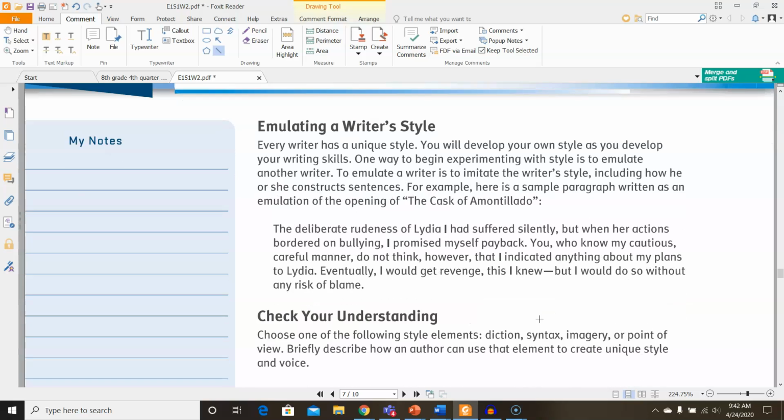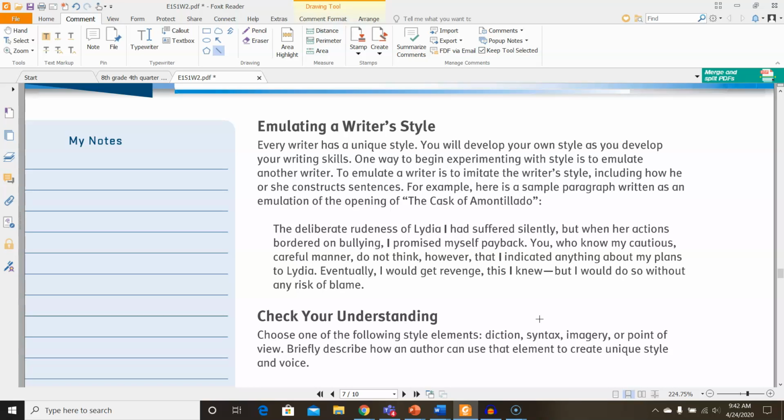So, emulating a writer's style. Every writer has a unique style. You will develop your own style as you develop your writing skills. One way to begin experimenting with style is to emulate another writer. The word emulate means to try to copy that writer in a type of way, but not copy their words exactly, but to model your writing after theirs. So to emulate a writer is to imitate the writer's style, including how he or she constructs sentences.